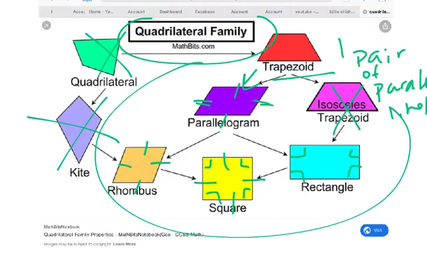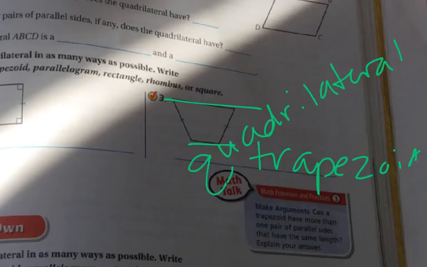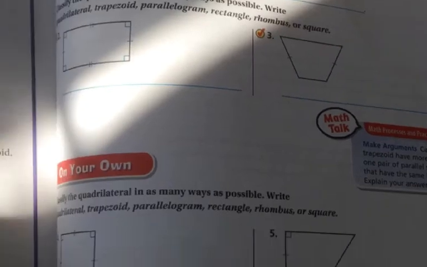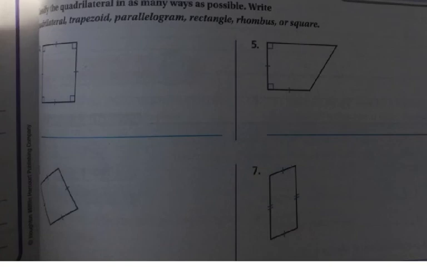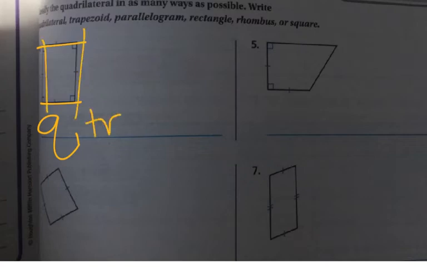So a shape can be labeled multiple things. It fits in different categories. So same thing, we're naming everything that it is. So number 4, I see right away it has 4 sides, so it's a quadrilateral. These are parallel and these are parallel, so it has at least one pair of parallel lines, so it's a trapezoid. It has 2 pairs of parallel lines, so I know it's a parallelogram.